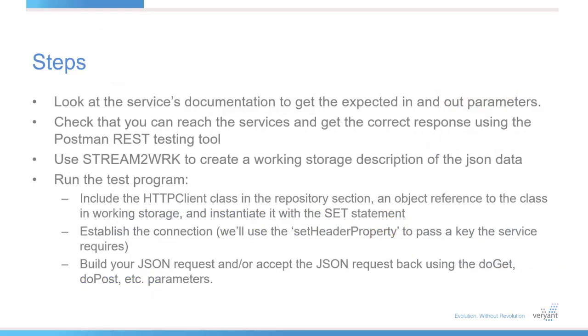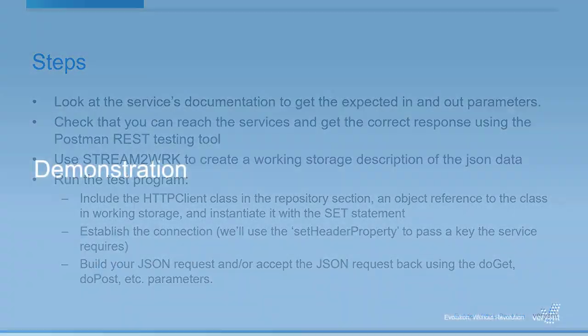Now these are the basic steps that we're going to do. We'll be using Postman and the documentation from the service's website to test the inputs and outputs that we need to get a record and to post a new record. We'll copy the JSON from Postman and run it through the Stream to Work utility to create our working storage copybooks so that our COBOL program can work with that data. And then we'll run the program and debug, and we're going to see how it uses the HTTPClient class. So let's jump right in.